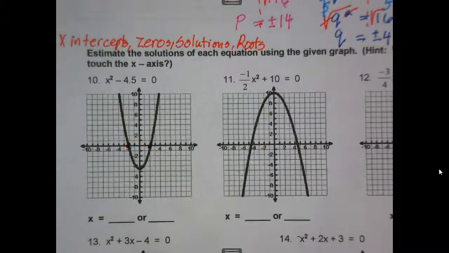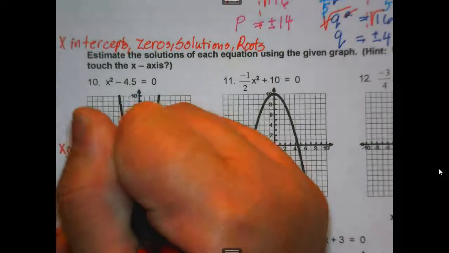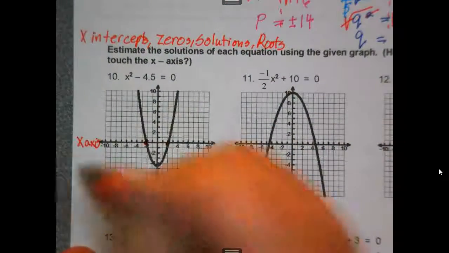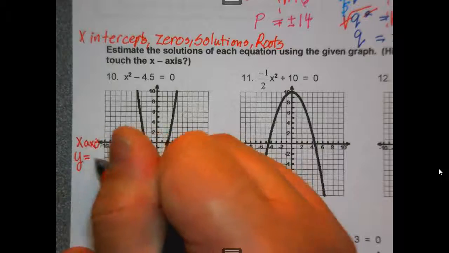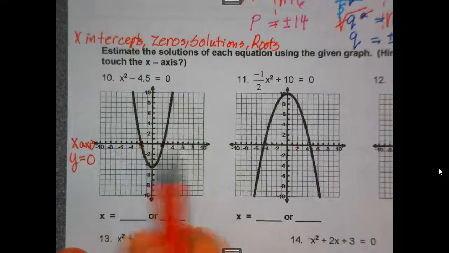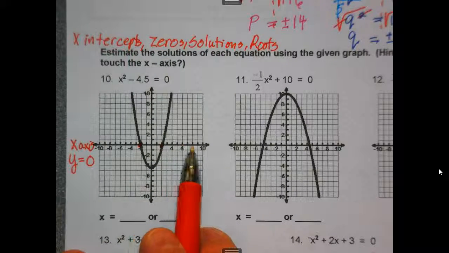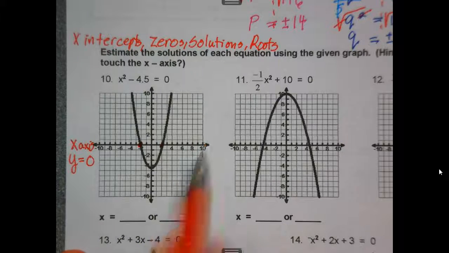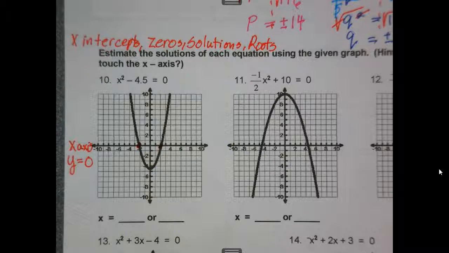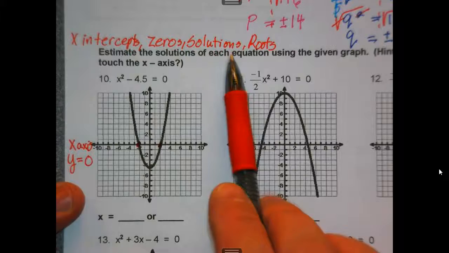Okay, now, this is the x-axis, right? What's the value of y on my x-axis? 0. Okay? So you're always going to have any ordered pair here is going to be 4, 0, 6, 0, 8, 0, 10, 0. The equation of the x-axis is y equals 0. Okay, so it says estimate the solutions.